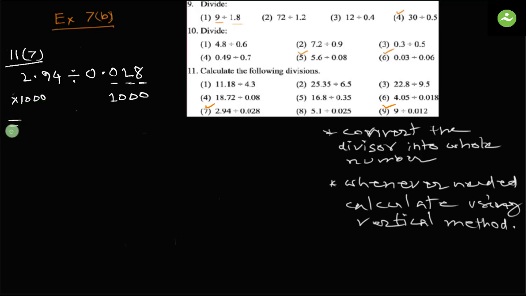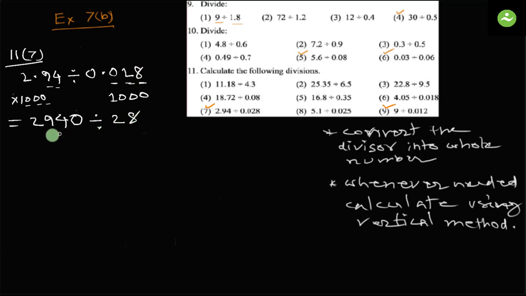Now the quantity is equal to 2.94 into 1000, which means the decimal point will shift towards the right by 3 digits. There are only 2 digits, so we will have to borrow another digit. We have to put a 0. So 2, 9, 4 and then a 0, divided by 0.028. The decimal point shifts 3 digits towards the right, so it becomes 28.